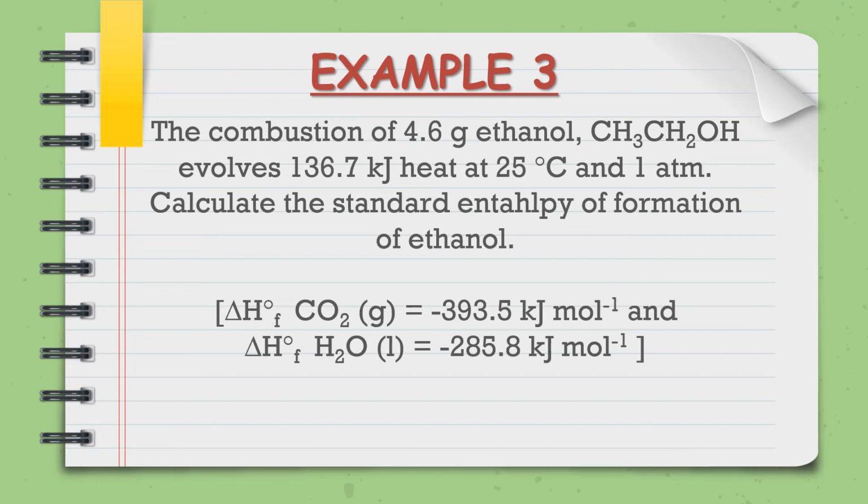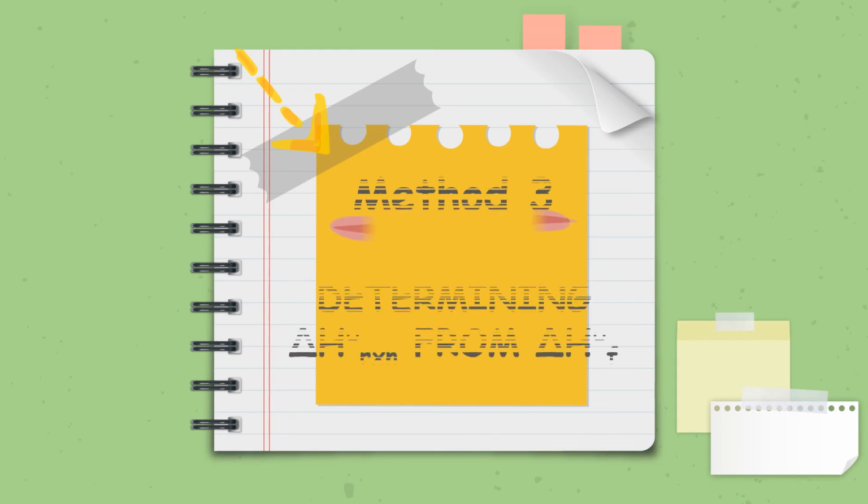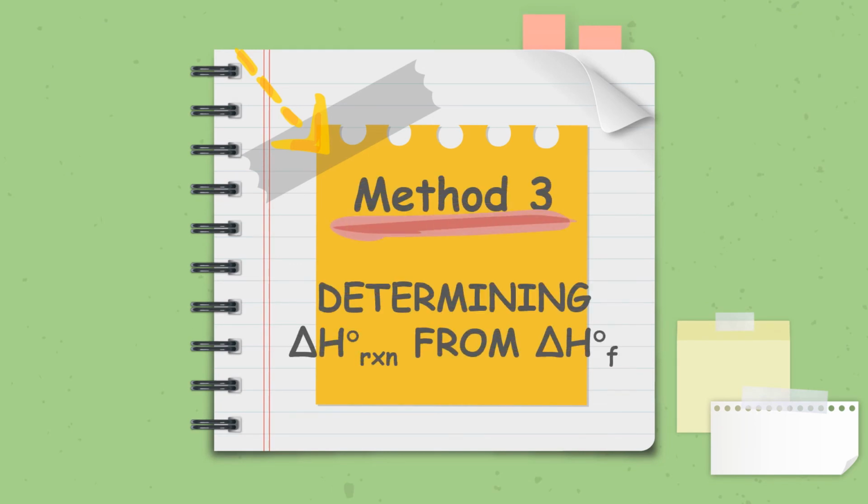So for this one, we can use the third method. But this question is not as straightaway as the one that we did before. So now let's take a look on how to solve this question. We're going to use the third method, determining delta H naught reaction from delta H naught formation. Now let's go.